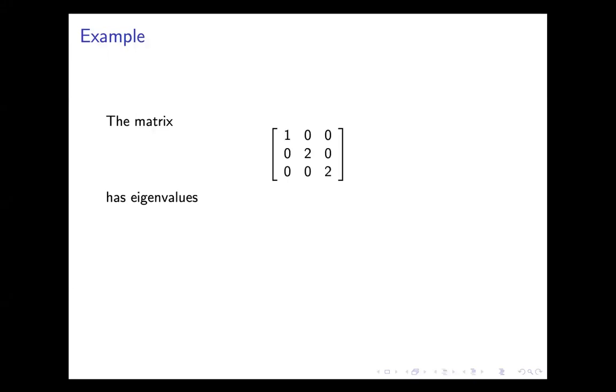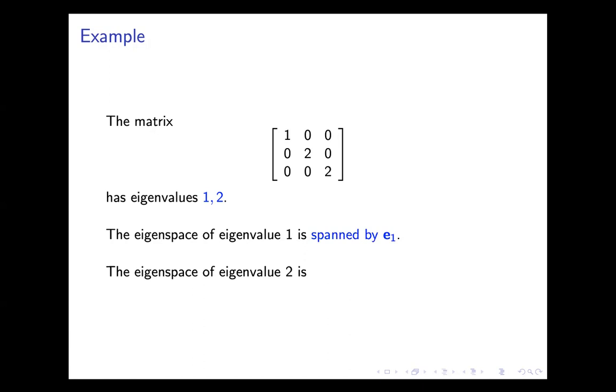Example, take the matrix with 1, 2, 2 on the diagonal. Its eigenvalues are 1 and 2. You can check that. So the eigenspace for the eigenvalue 1 is spanned by E1, and the eigenspace for eigenvalue 2 is spanned by E2 and E3. So they live in the kernel of this matrix minus the eigenvalue times the identity matrix, right? Because when you subtract the identity matrix from here, you get minus 1, 0, 0, and therefore any linear combination of E2 and E3 will be annihilated by this matrix, and same thing works here.